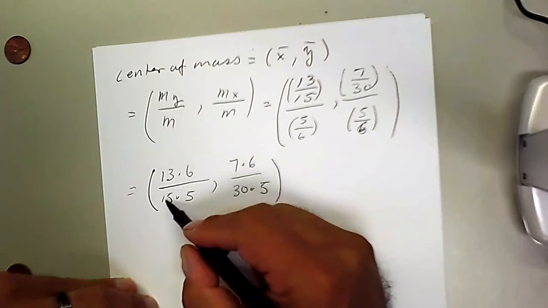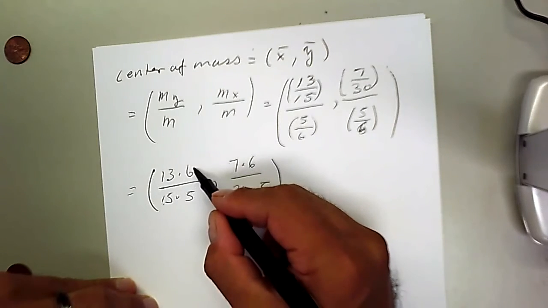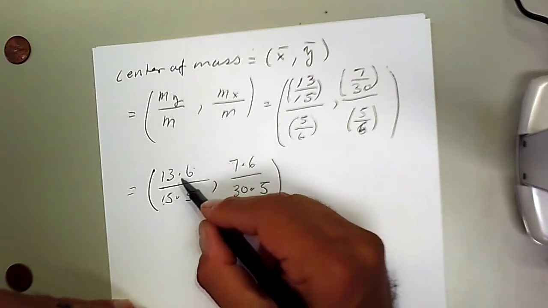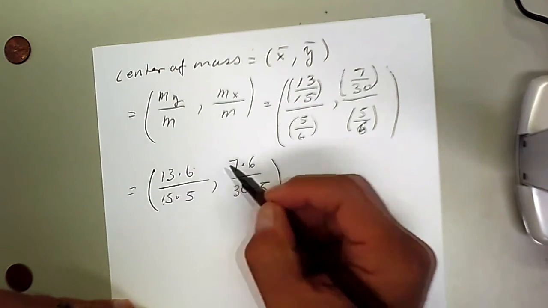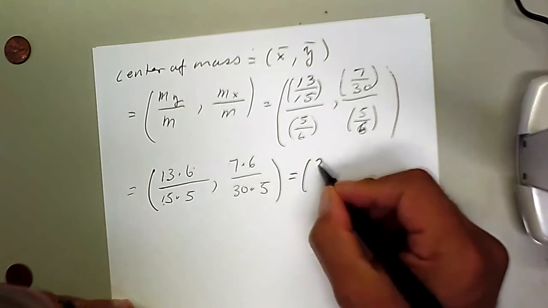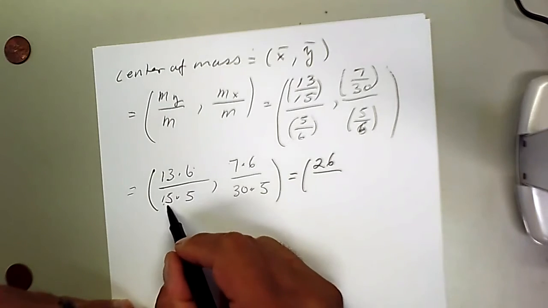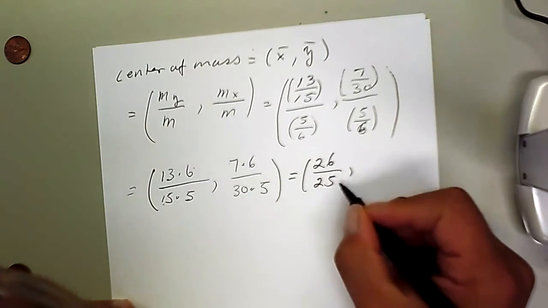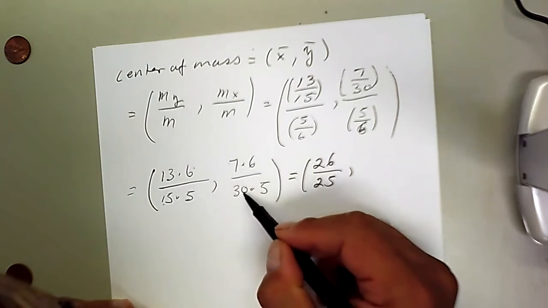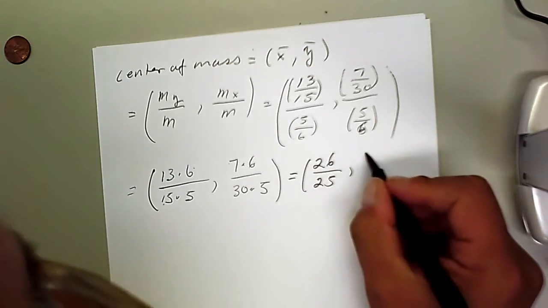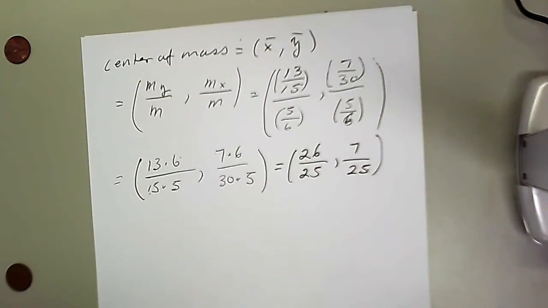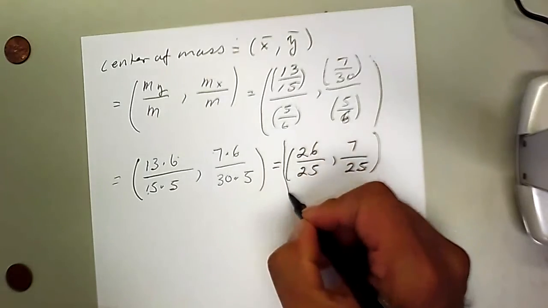So let's simplify. A 3 and a 3 cancels off from the 15 and the 6. So we still have a 2 times 13 is 26 over, and then the 2 5s remain over 25. So this is a little more than 1, comma. The 6 and the 30 simplify down to 5 in the denominator. 5 times 5 is 25, 7/25. So this is the center of mass.